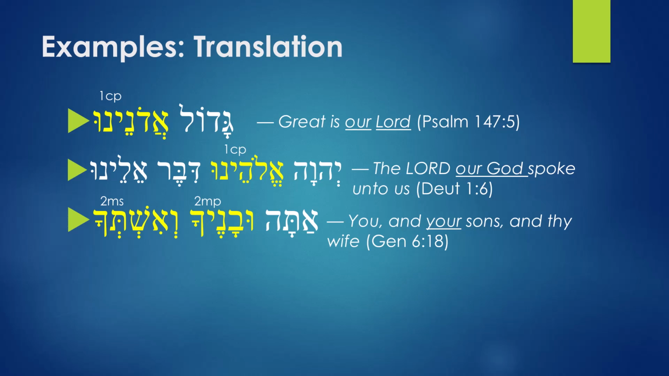Weishtecha, this ishtecha is coming from isha. Isha means wife. When you want to say your wife, you say ishtecha, your wife. So the translation becomes you and your sons. Weishtecha, we is the conjunction vav, and your wife. Some translations are going to say thy wife, your wife. Ata ovanecha weishtecha: you and your sons and your wife.